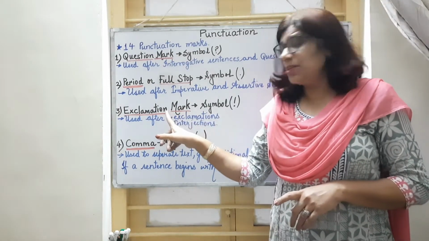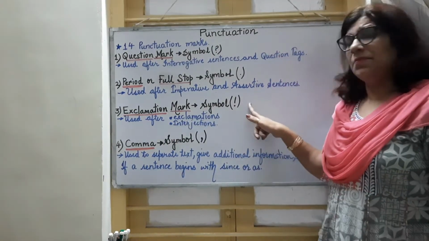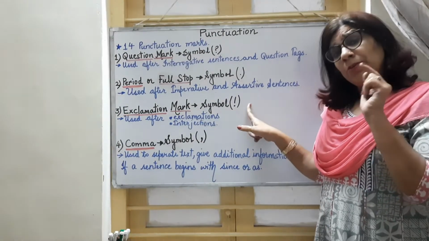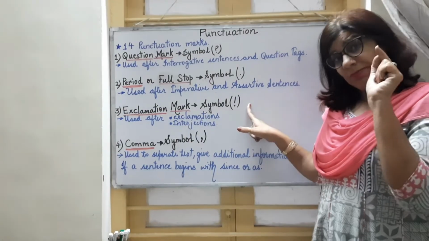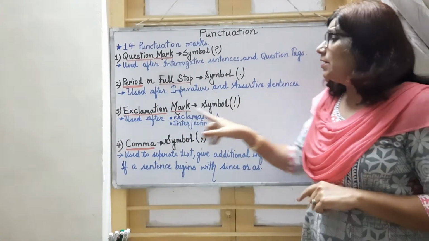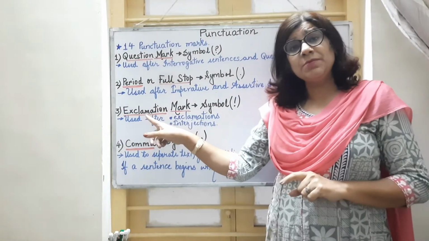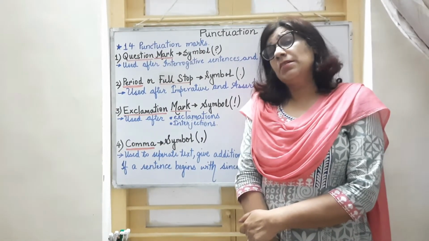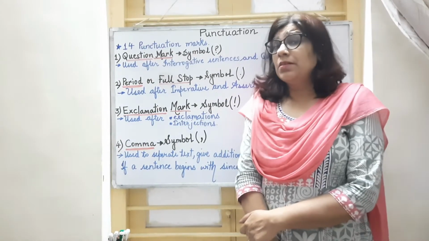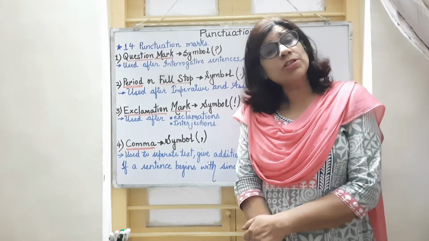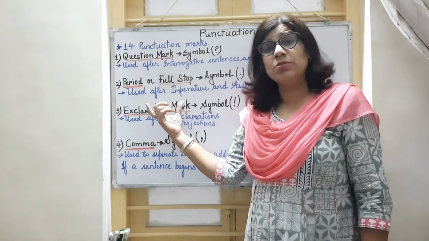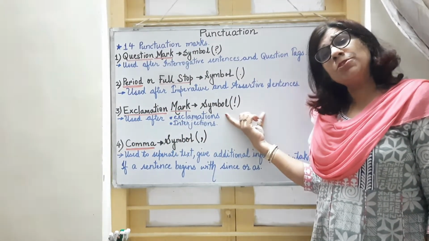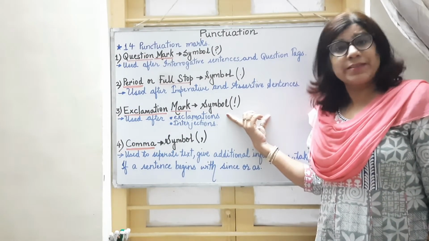Next is exclamation mark, and the symbol is something like this, right? It's like we have written 1 followed by a small dot. So here, where to use the exclamation mark? Exclamation marks are used after sentences which show surprise, where sudden feelings and emotions are expressed. That time we are going to use the exclamation mark. Exclamations: what a wonderful story. So here we are going to use the exclamation mark.